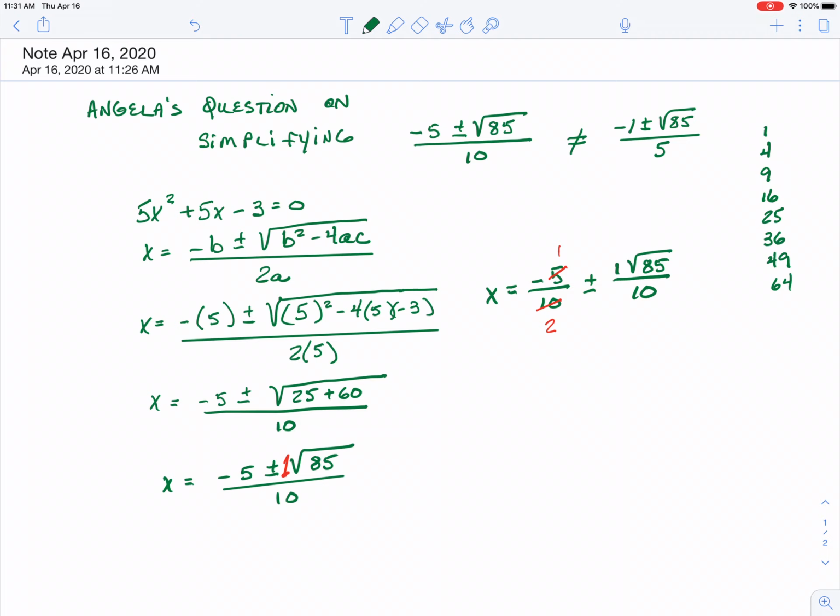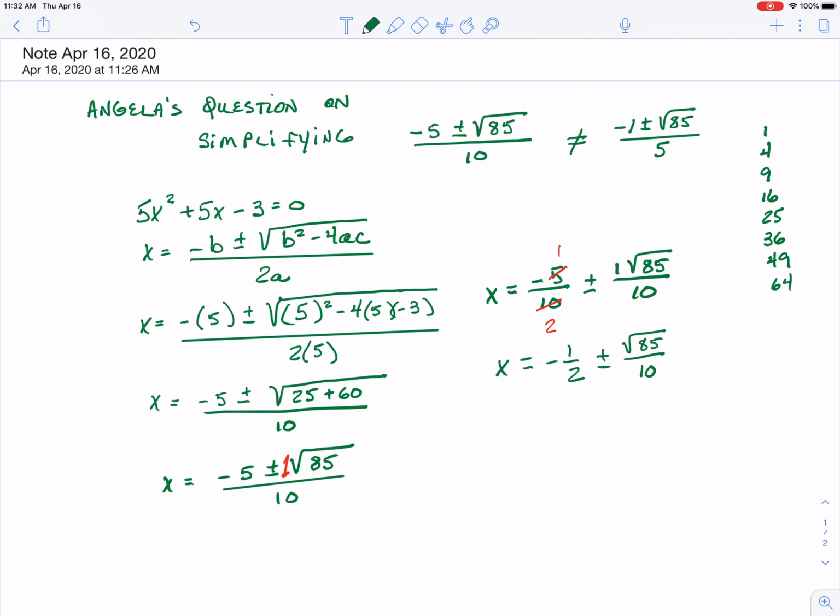One would have a denominator of 2, and the other would have a denominator of 10, because you can't do anything to simplify that 1 over 10, and you can't do anything to simplify the square root of 85. So it's probably best just to, well, I better not erase that. You might want to look at that a little longer.